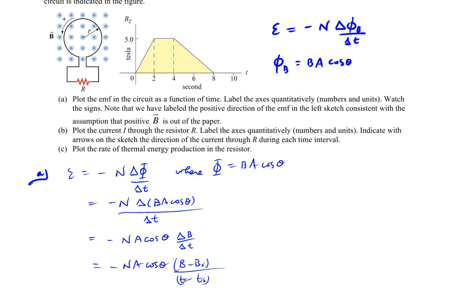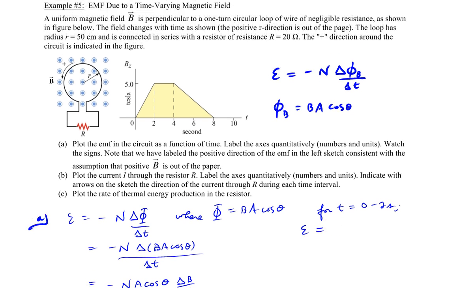Okay, so let's go ahead and calculate it for different time intervals. So for t equals 0 to 2 seconds, our EMF will be equal to, and we'll just start substituting in here. Now what's N in here? How many turns of wire do we have? Oh, it's just one turn, so that's just really one. Then we have the area of the loop. We have a radius, and this is a circle, so we could use pi r squared. The radius is 0.5 meters, squared.